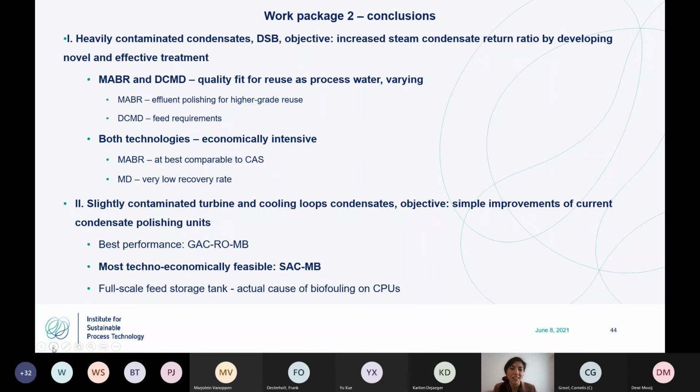To summarize, the biggest objective of this research is to find novel technologies to increase the steam condensate return ratio. To respond to that, we tested MABR and DCMD, and they both produce a process water quality for reuse, but they have their limitations. They were both defined as economically intensive. On the other hand, in terms of the slightly contaminated condensates, in the scope of the improved Interreg project, it was proven that through slight polishing, the currently applied treatment can become more robust and it can continuously supply high-quality water for reuse.